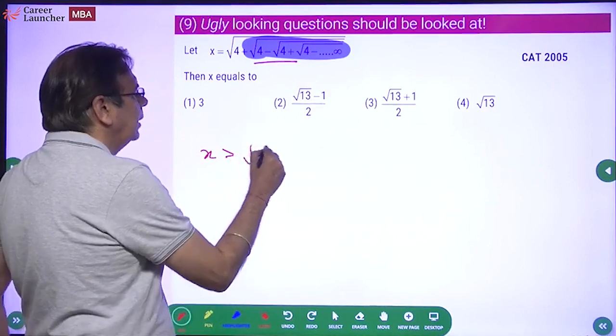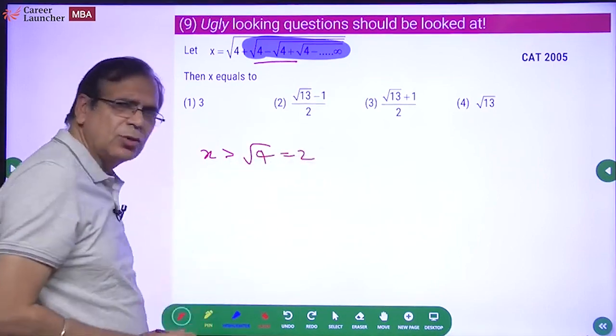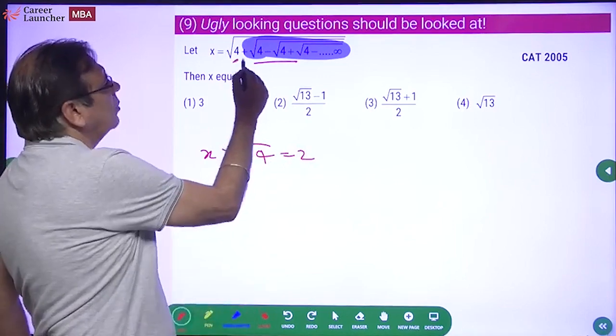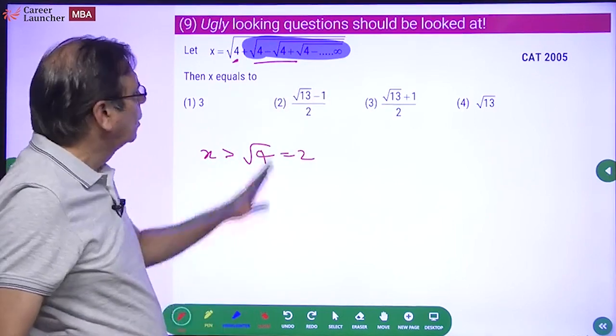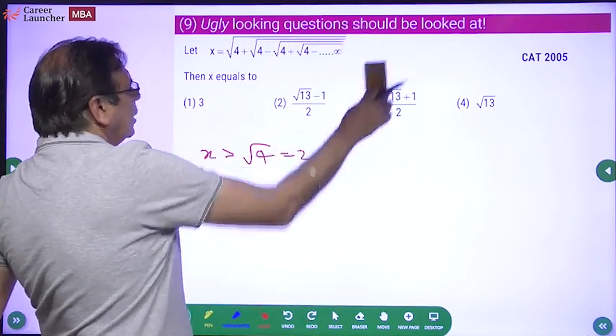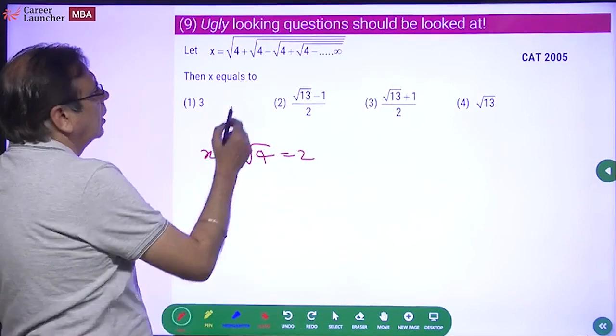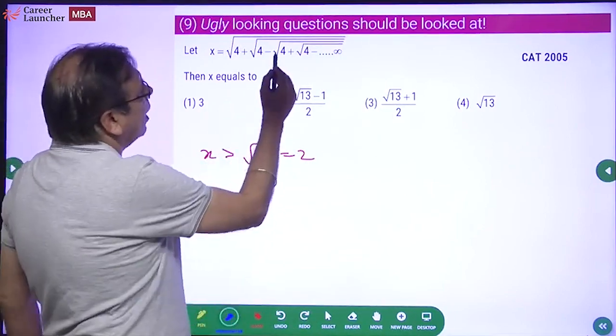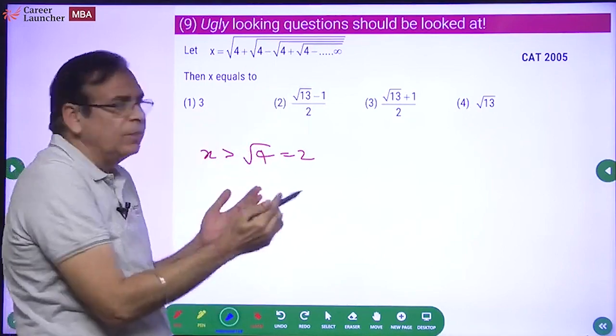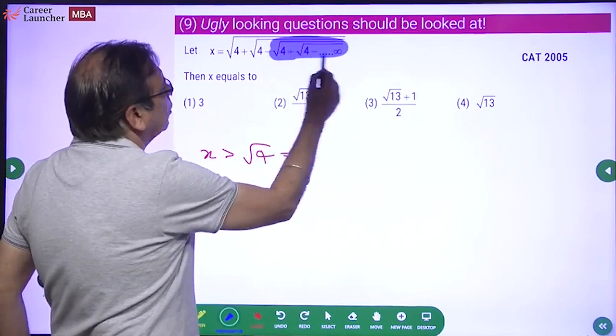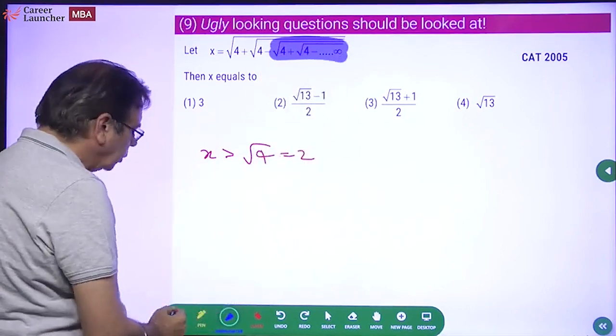Okay. X has to be greater than under root 4, which is 2. So X has to be greater than 2 because after this term, some more terms will get added. So very, very clear. An answer needs to be greater than under root 4. And now take another case. After the second term, there is a minus and then things are getting removed. So ignore this.